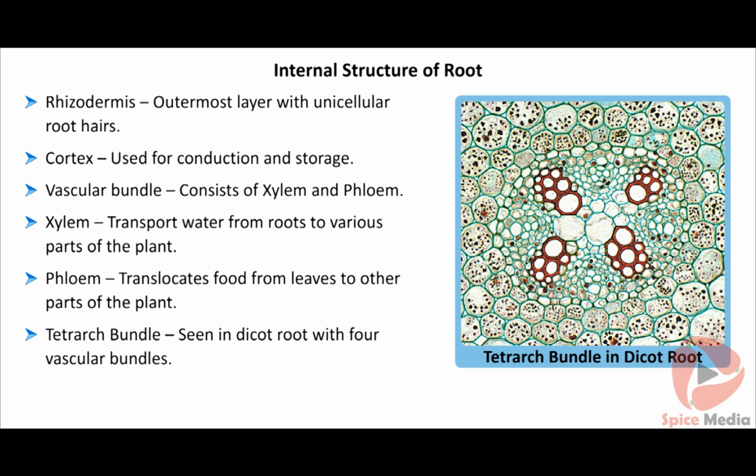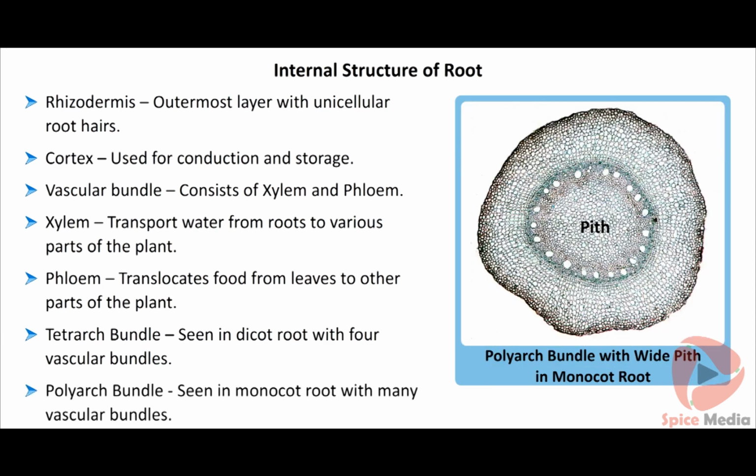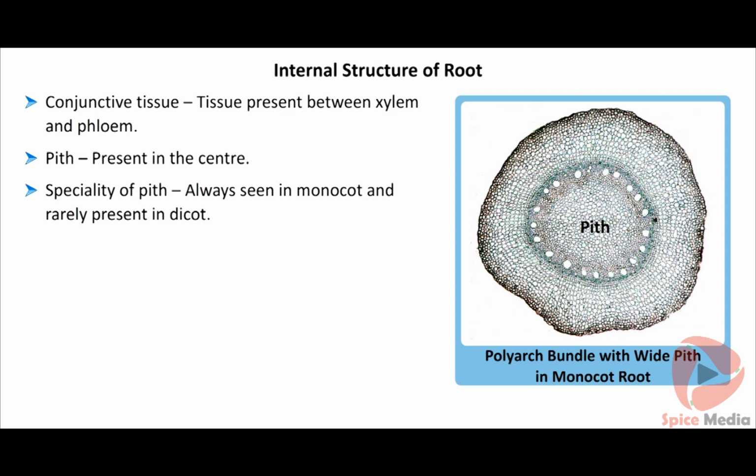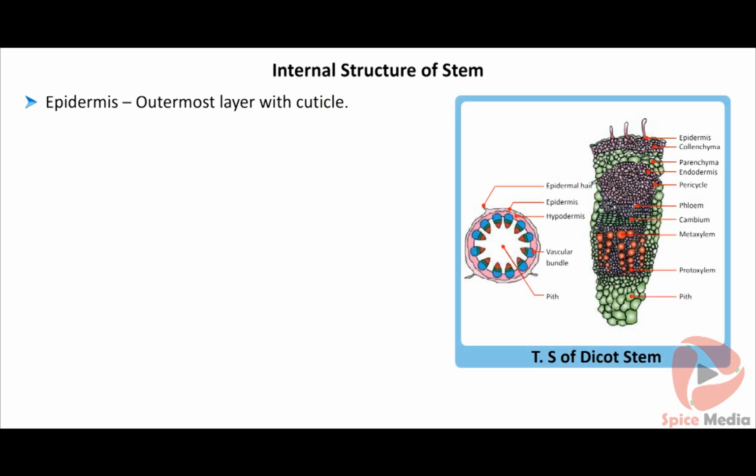Dicot root possesses few bundles, called tetrarch condition. Monocot roots possess many vascular bundles, called polyarch condition. There is a tissue present between xylem and phloem called conjunctive tissue. The center of the root is occupied by pith, which helps in storage. Pith is always seen in monocot and rarely present in dicot.